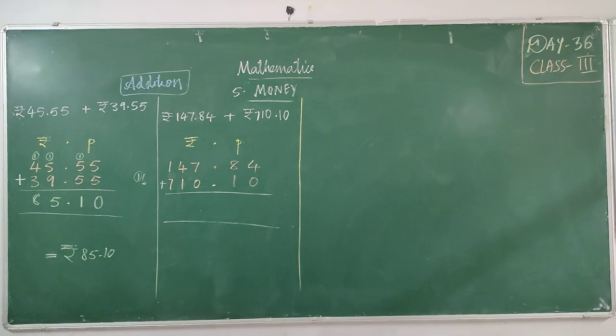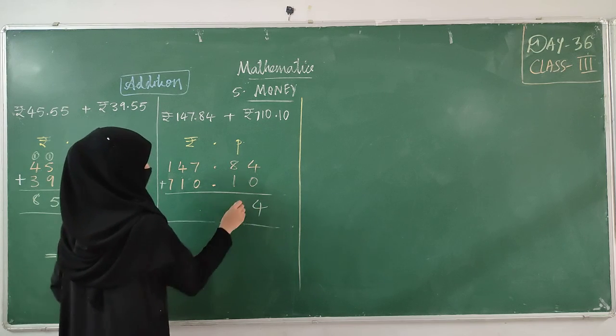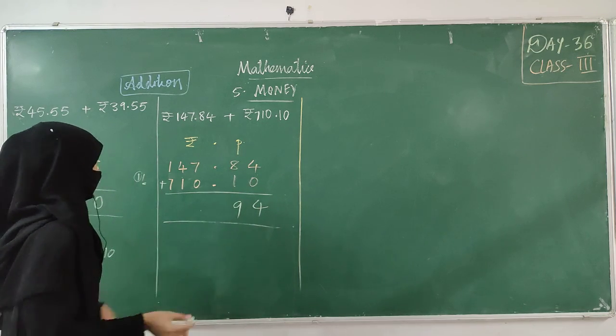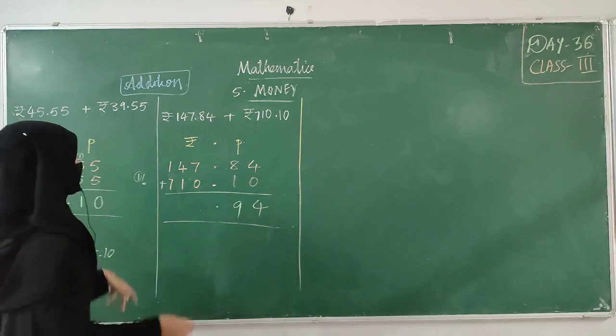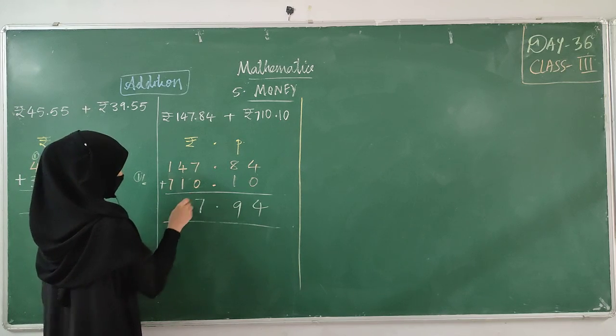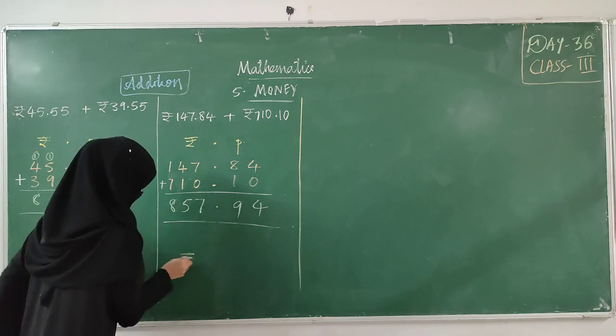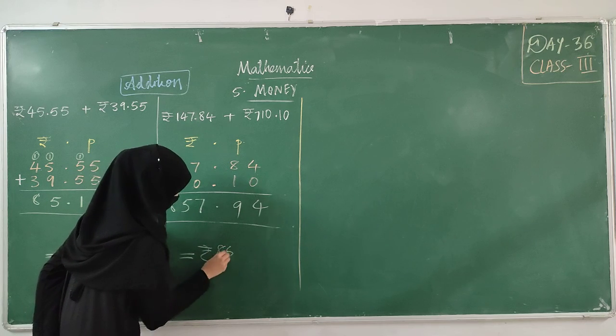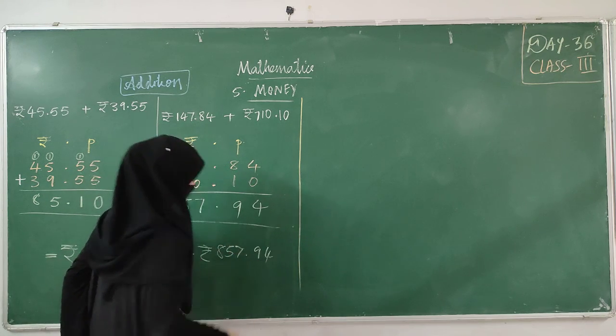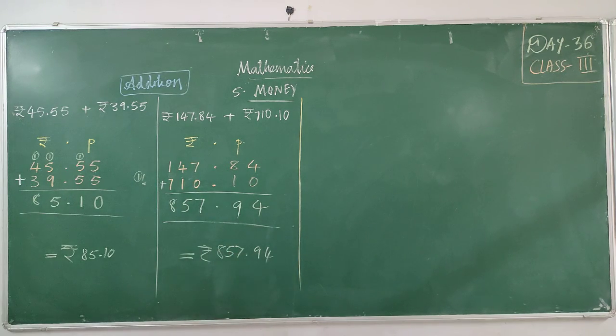Do the addition. Addition is easy. Already you are perfect with it. 4 plus 0, 4. 8 plus 1, 9. See here, no carrying work came here. Very easy. Here we did the carry. 7 plus 0, 7. 4 plus 1, 5. 7 plus 1, 8. Your answer is rupees 857.94 paisa. 94 you should not say as 94 alone, you should say 94 paisa because it is money, it is an amount.